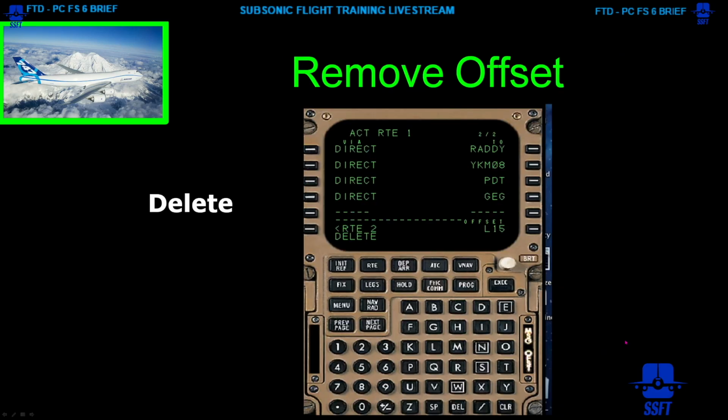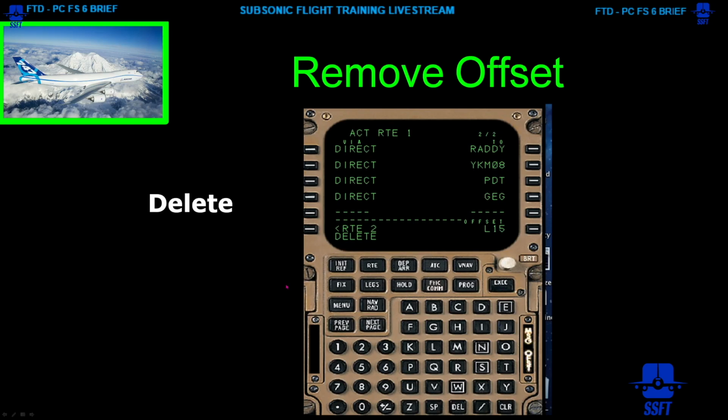Now to delete the offset, once you're cleared back on course, disregard the offset, resume normal navigation. There's 3 ways we can do it. One way is to just delete it. So you can push delete. Delete would come in the scratch pad, and then you can line select that to the R6 line, and that will delete it. That will get rid of it, and then you'll have to execute it.